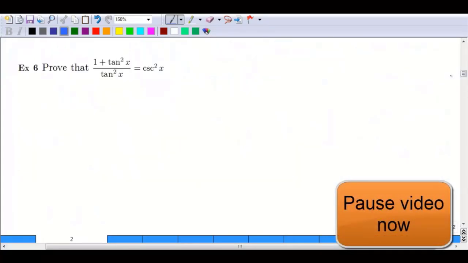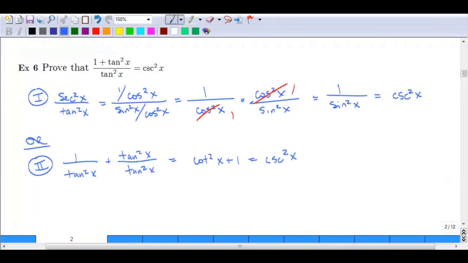Again, I want you to pause the video here and try example 6. For this one, just like the others, you can go about it different ways. I have two listed here. One is to break down that 1 plus tangent squared is secant squared, replace that with 1 over cosine squared, replace tangent with sine over cosine, again squared, multiply by the reciprocal because we have fractions. You end up with 1 over sine squared, getting you to cosecant squared.